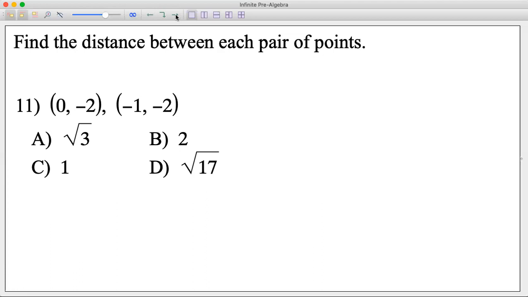It's a common mistake. So we put the big long square root symbol, we plug in the numbers. It says x2 is -1. There's a minus sign, and x1 is 0. We close parentheses and we square it. We put a plus symbol. Just write this down.